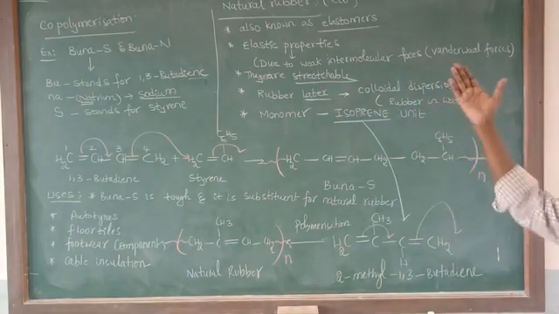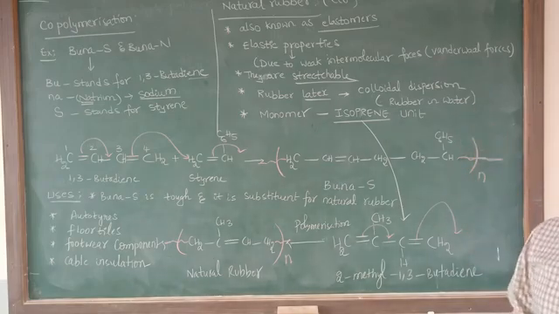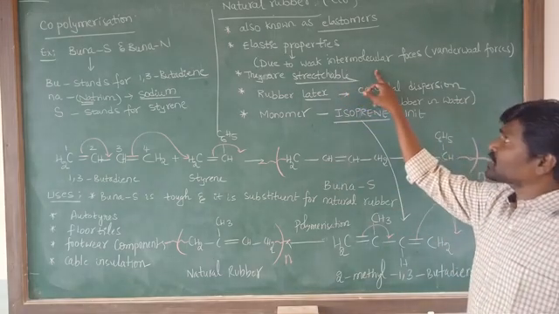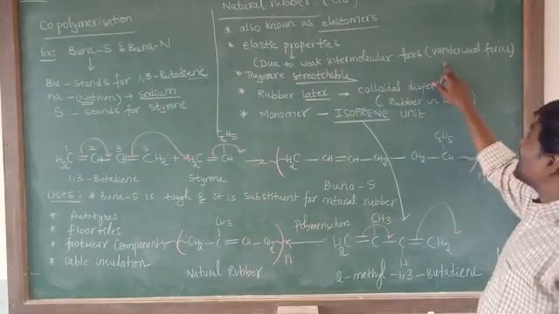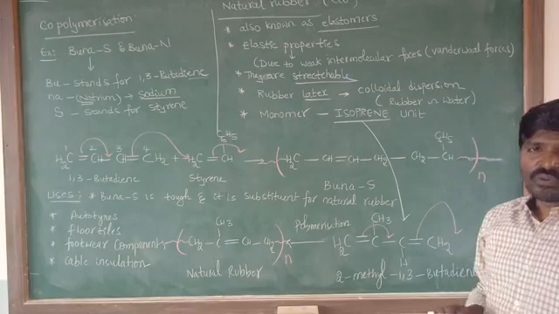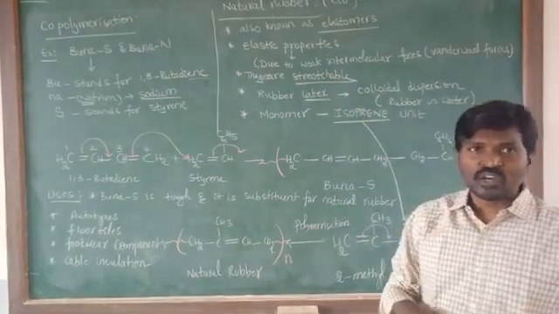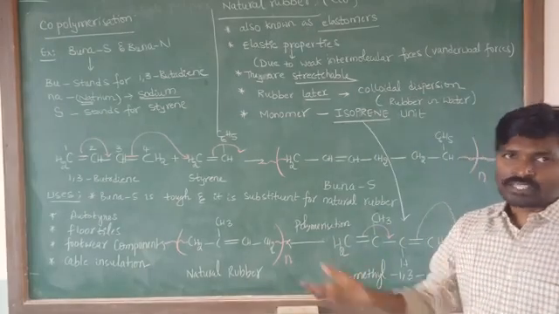Natural rubber is also called an elastomer. Why are they called elastomers? Because they exhibit elastic properties here. Why do they exhibit elastic properties? Due to the presence of weak intermolecular forces here. What are they? Van der Waals forces. So due to those Van der Waals forces only, mostly they are coiled, which means they are stretchable here. Already we know the meaning of that stretchable nature.